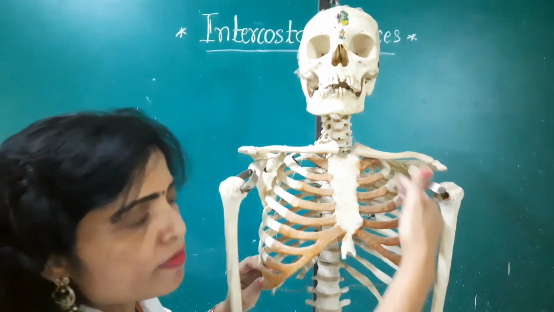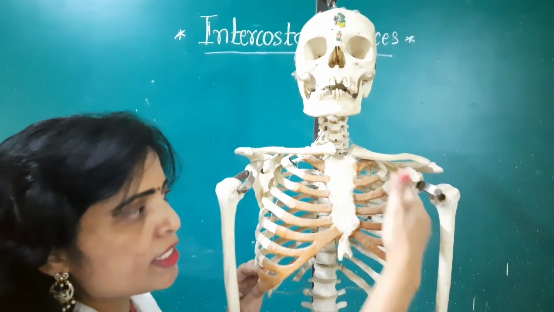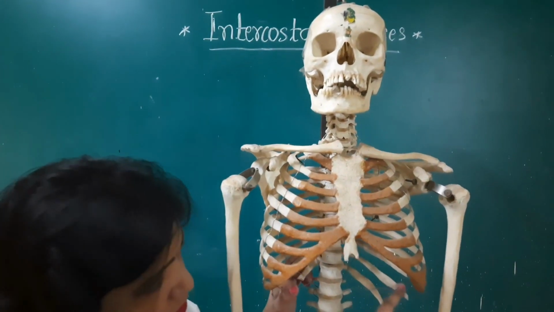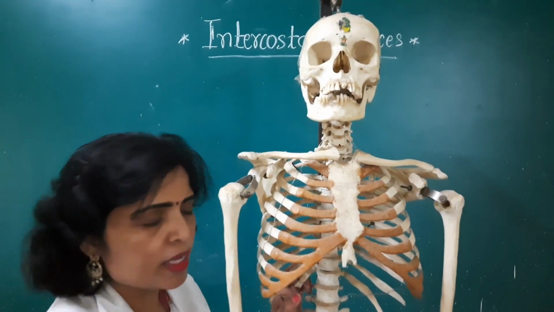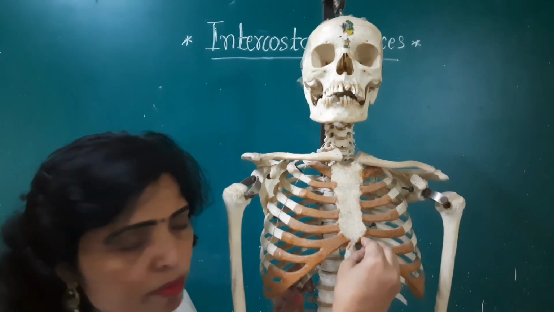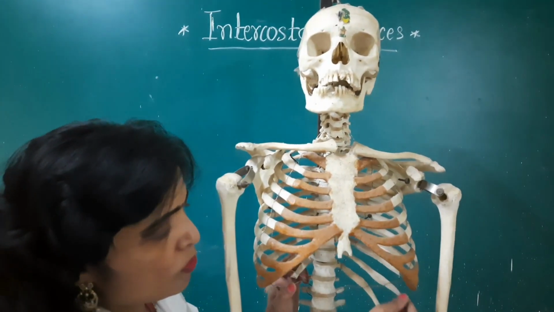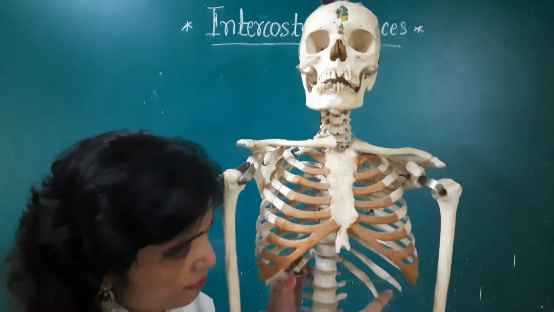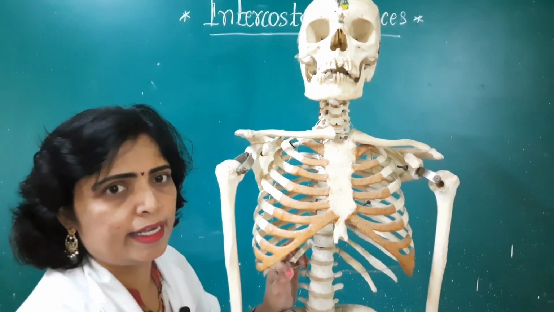There are 12 pairs of ribs, so you expect 11 pairs of intercostal spaces. Now if you see the last ribs, this is the 11th rib, this is the 12th rib, because they are not extending up to the anterior side, they are vertebral ribs, the last two spaces, that is the 10th and 11th intercostal spaces, are open anteriorly.